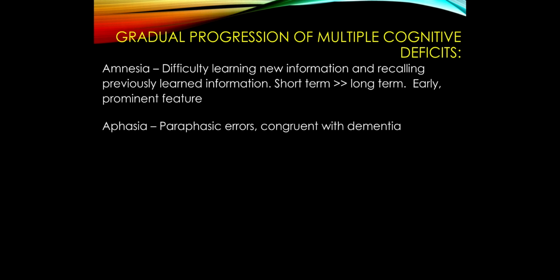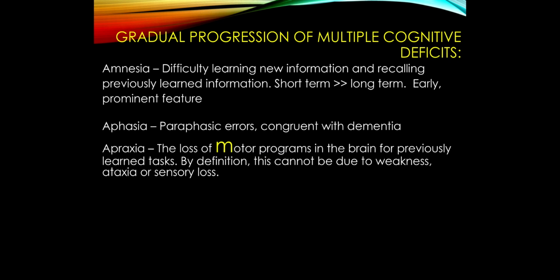Then we have aphasia, which is not like the aphasias we talked about with stroke. The aphasia in dementia is in parallel with all of the other cognitive deficits. So paraphasic errors are quite common. Remember, that can be a word that doesn't exist, like the grass is greel, or it can be a word that exists, but it's used in the wrong context. So that's common. The vocabulary in general just shrinks in patients that have dementia.